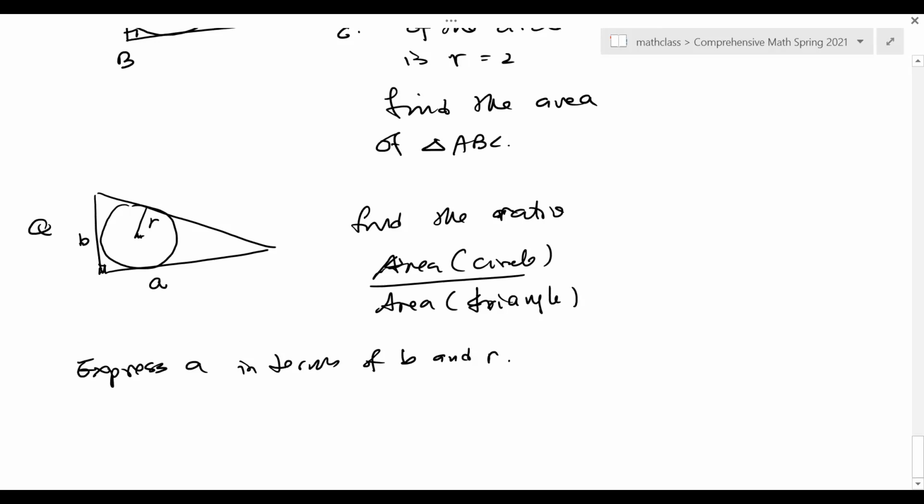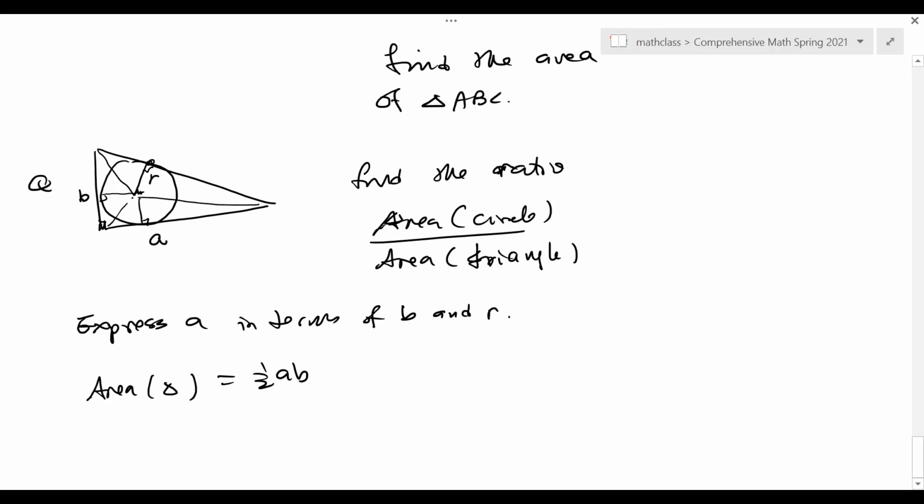All right. So let's do this problem. Okay, we solve the problem using a very important property: the radius from the tangent point to the center is perpendicular to the side. So the area of the triangle is going to be half of A and B, right? But you can calculate the area in a different way. Okay, so this area is going to be the area of these 3 triangles.